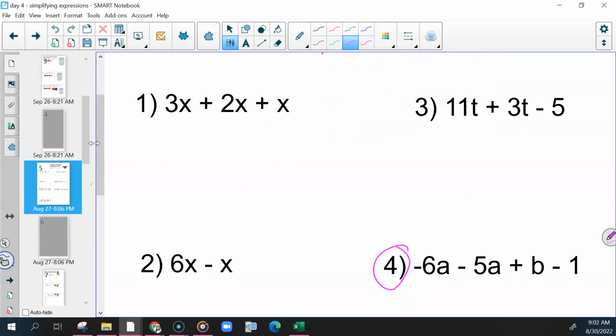Take out your simplifying notes if you haven't already. If you wanted to try using the algebra tiles, I do have those today. So if you want those, raise your hand and I'll get those to you. Does anyone need another copy of those notes?